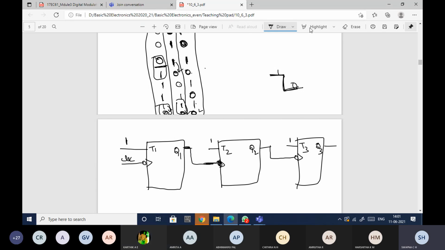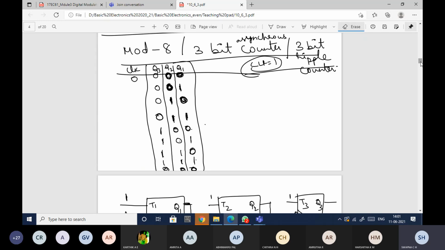I'll just explain it in the reverse way, in the sense that I have drawn the circuit now, and I'll explain its operation. I'll do it in 2 different ways. If you're not understanding also, no problem. Let me just teach you in 2 different ways.